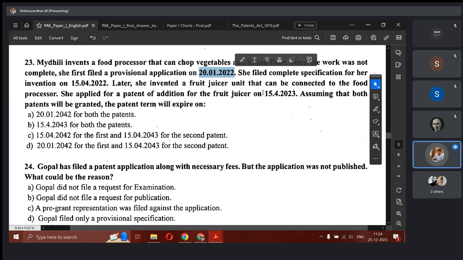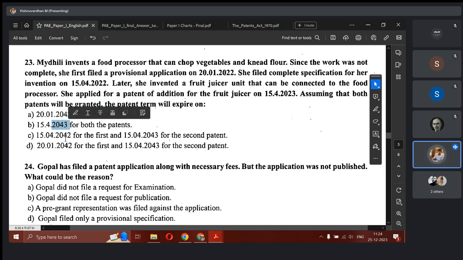Okay. So even if she filed the patent of addition 1 year later in April on the 15th and all that, it still expires on 20/1/2042. So the patent term will expire on 20/1/2042 for both the patents. This is the correct answer. 15/4/2043 for both the patents is completely wrong. Of course, it can't be this for the first patent at least.